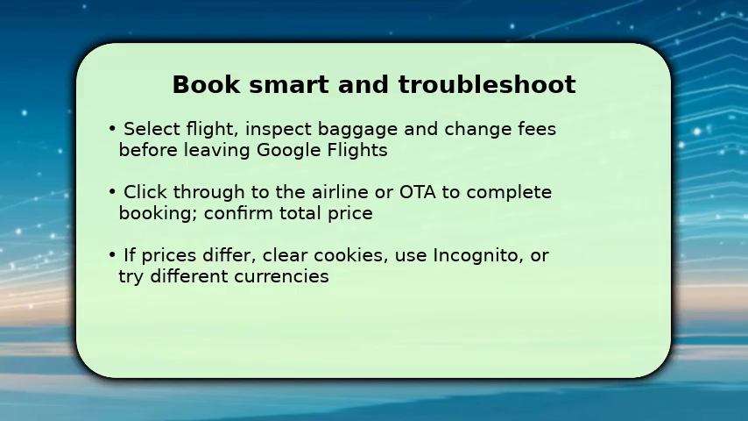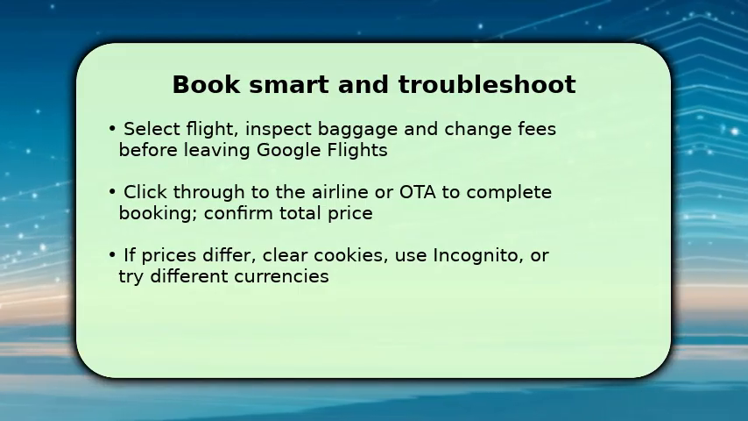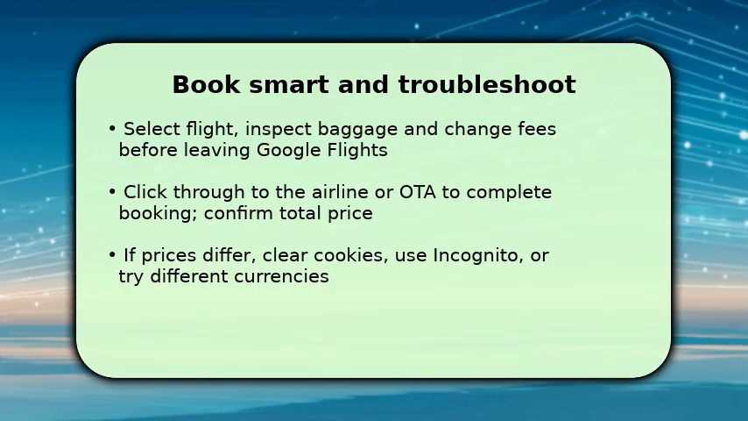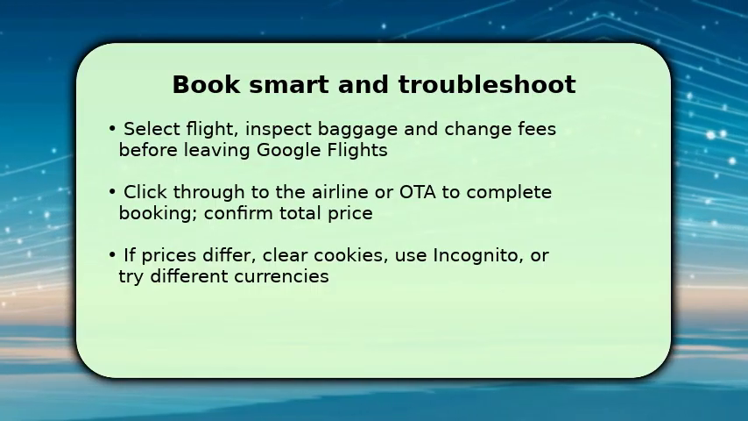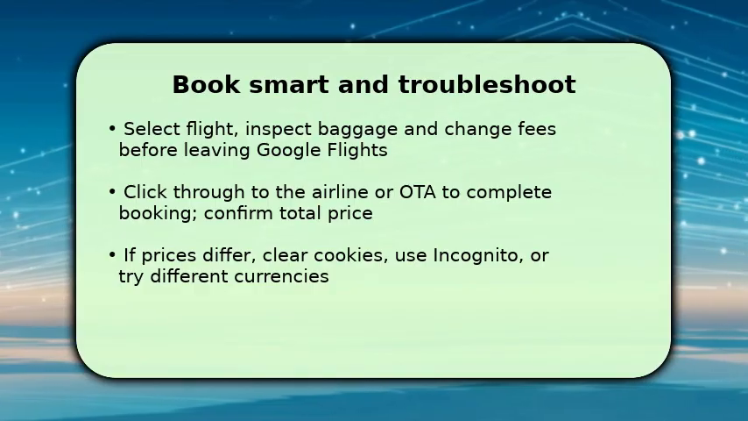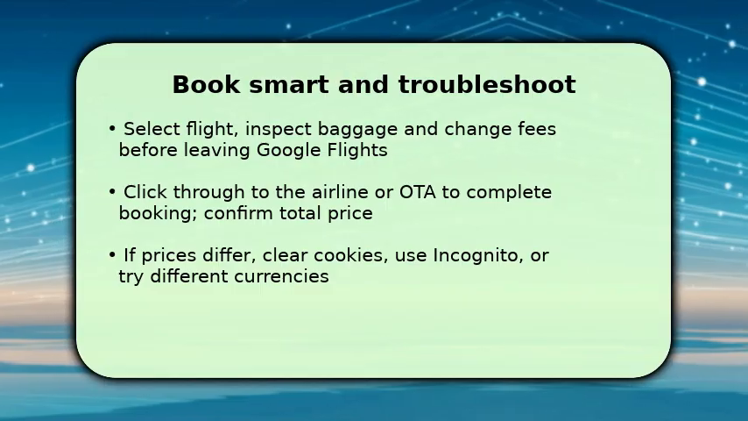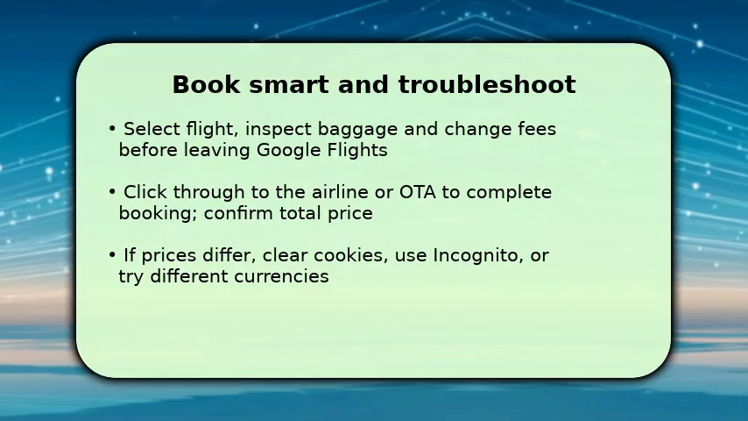Once you pick a flight, inspect baggage rules, change or cancellation fees, and exact total price shown on the booking site. Click through to the airline or trusted OTA to finalize. Make sure the final price matches Google Flights. If the fare disappears or is higher, clear cookies and cache, open an incognito window, or switch currency and country settings. These steps often reveal consistent pricing.